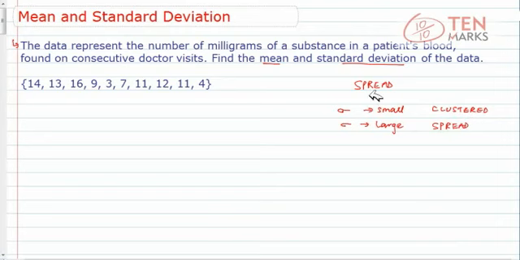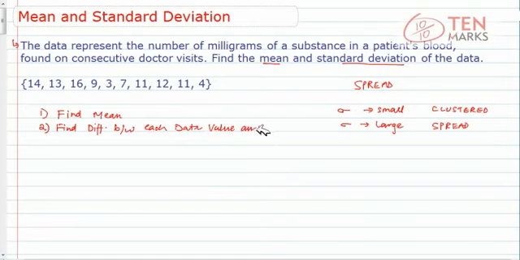Now to find the standard deviation, we need to follow a few steps. First, find the mean of the data. We all know how to do that. Second, find the difference between each data value and the mean. Each of these differences needs to be squared, so square each difference that we found in step 2.